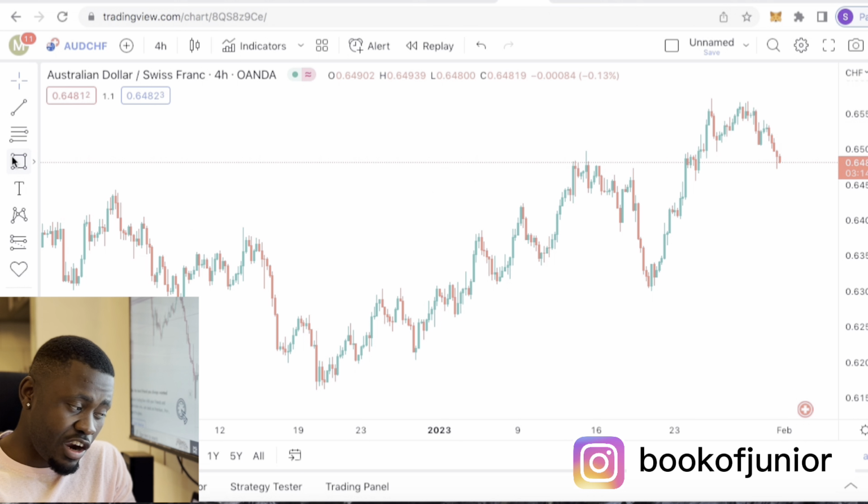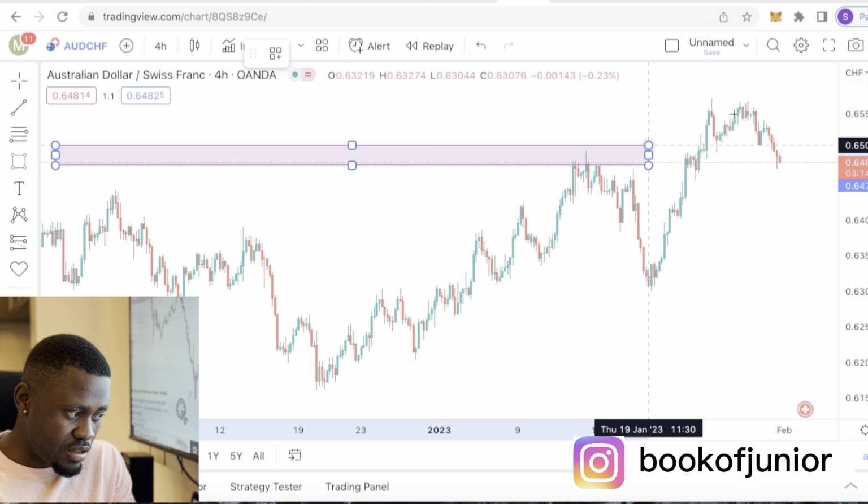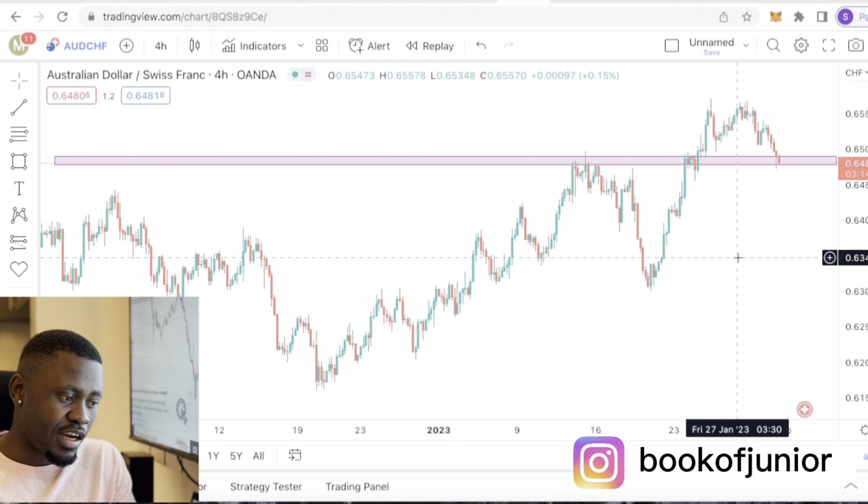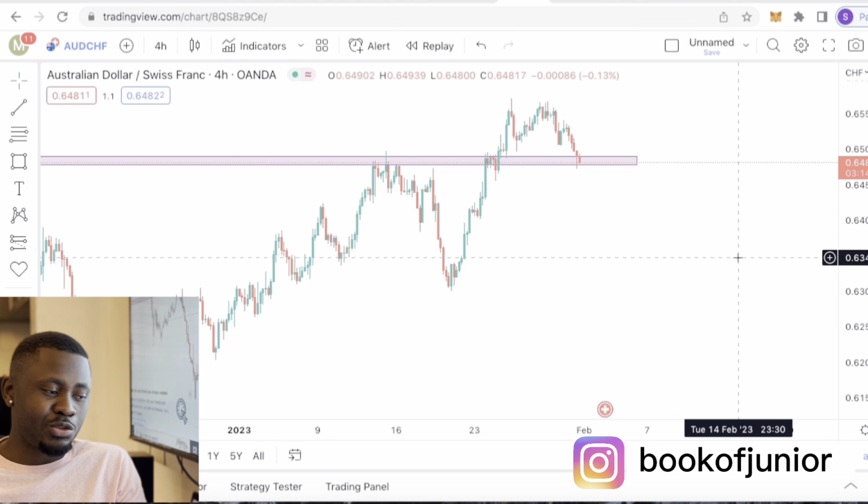As you can see, that's where the current price is. You can see price is currently at my zone right here. So we're expecting a breakout on the retest.